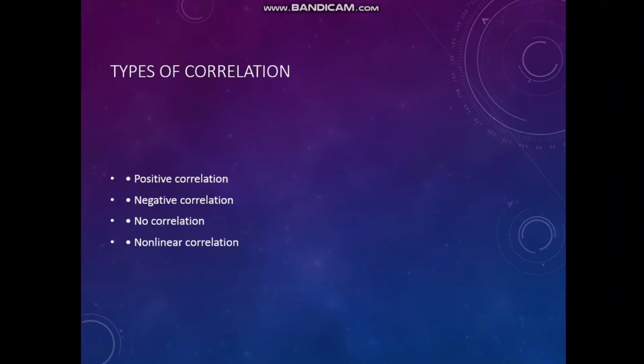There are different types of correlation. Positive correlation means when x increases, y also increases. Negative correlation means when x increases, y decreases. If there is no clear pattern, then there is no correlation.